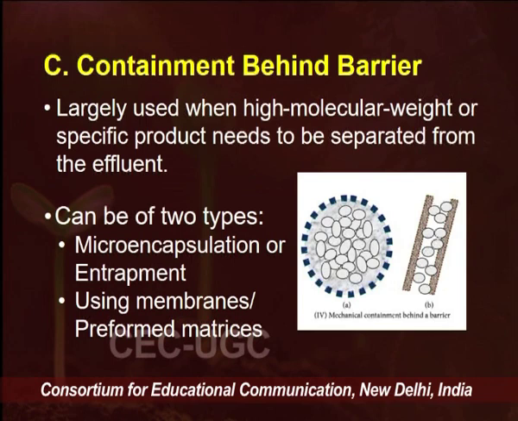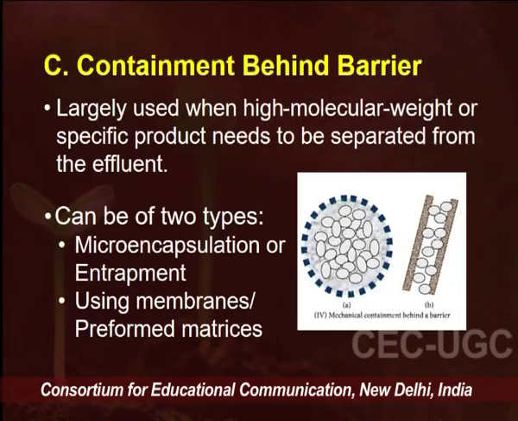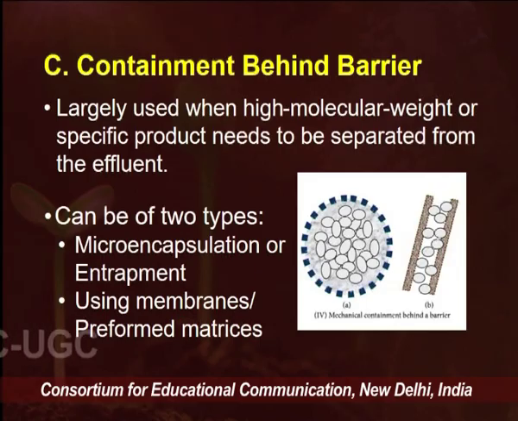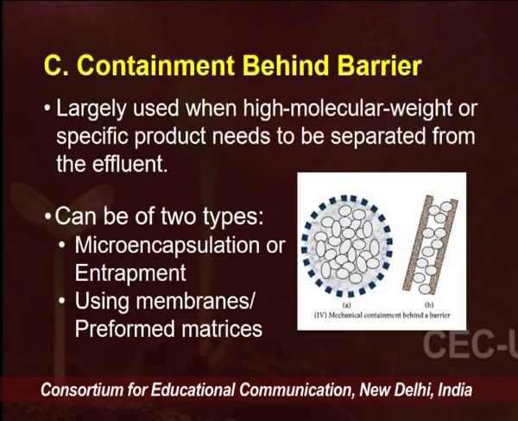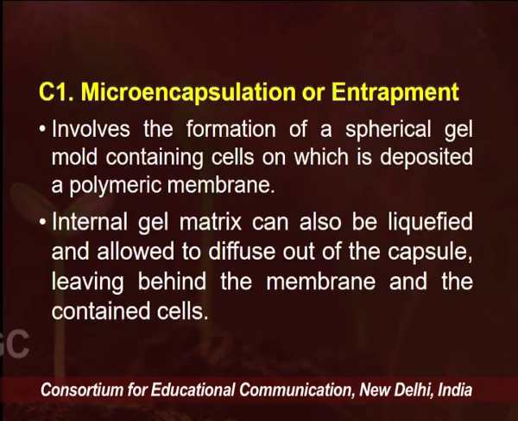Now this type of system can be of two types. First one is the microencapsulation or entrapment behind a porous membrane, or by using normal flat membranes and the preformed matrices in the form of hollow fibers. Now when we talk about membranes, then these membranes are simple or membranes having a specific porosity that are used in ultrafiltration processes. Now we will discuss the first method, that is microencapsulation or entrapment.